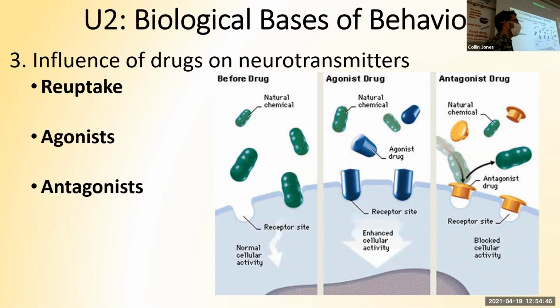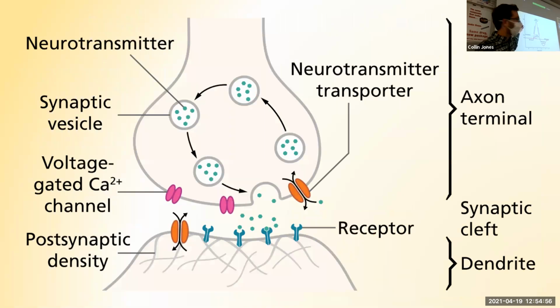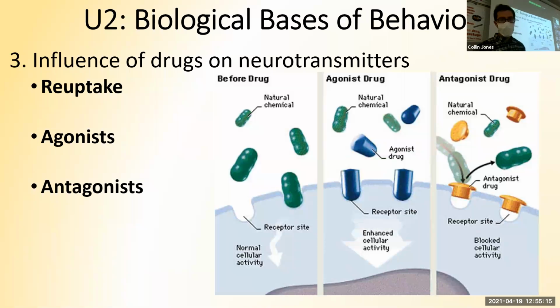So what happens when you take some sort of psychoactive drug? Well, those drugs can do a few different things. Some drugs can block reuptake, meaning when the chemicals get released into the synapse and they make the next neuron fire, instead of going back to their home, that's what reuptake is, some chemicals will block reuptake so that the chemicals, the neurotransmitters, keep bouncing around the synapse, making neurons fire. That's one way drugs can impact your brain.